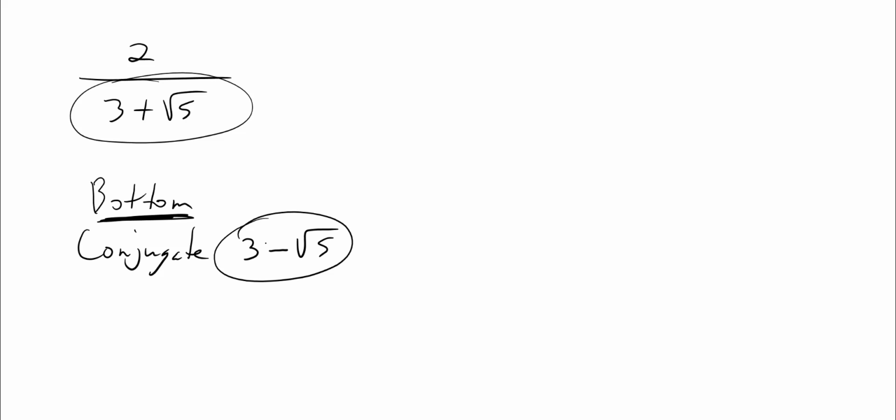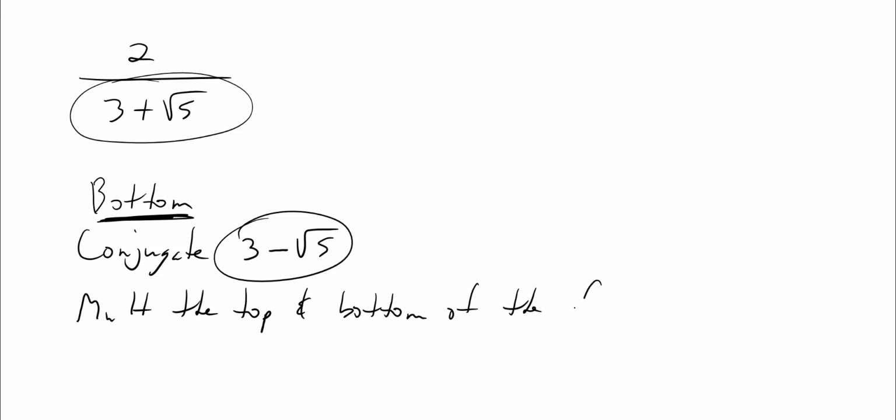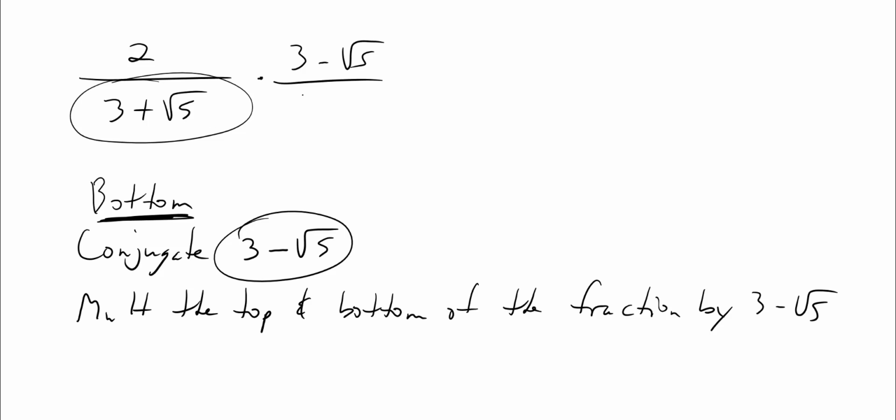That's important. So you're going to multiply the top and bottom of the fraction by the conjugate, or 3 minus root 5. So watch what happens. 3 minus root 5 over 3 minus root 5. So this is from just a couple days ago, right? When you multiplied out, or just a day ago.